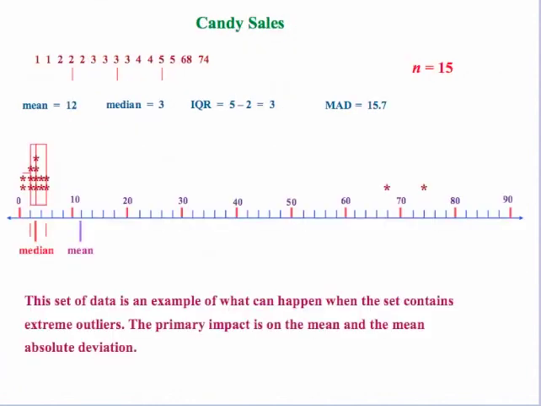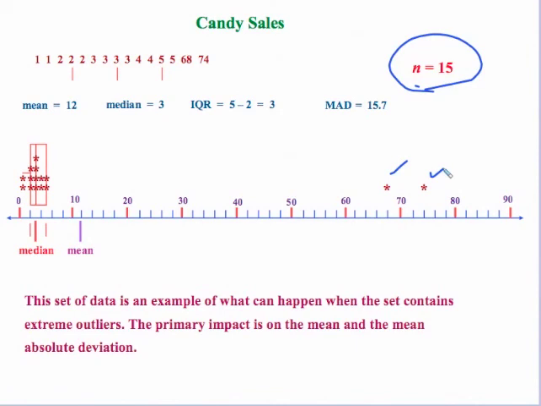Let's take another scenario, candy sales. Let's say you have 15 students that went out and sold a bunch of boxes of candy. Okay, and here's the values. Notice that almost all the kids sold anywhere from 1 to 5 boxes. But you got 2 kids that were way out here. One sold 68, another one sold 74 boxes. This data set is an example of what can happen when a set of values contains extreme outliers.